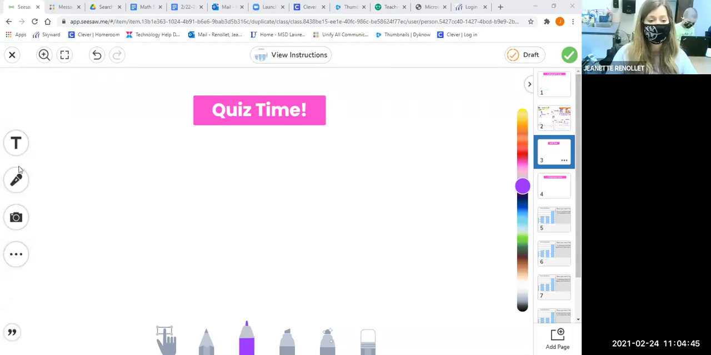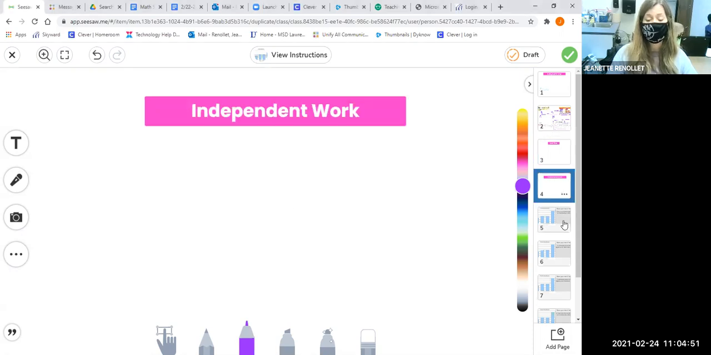We have practiced together and talked about different types of quizzes using scale, different types of graphs using scale. Today, your independent work starts on slide number 4.